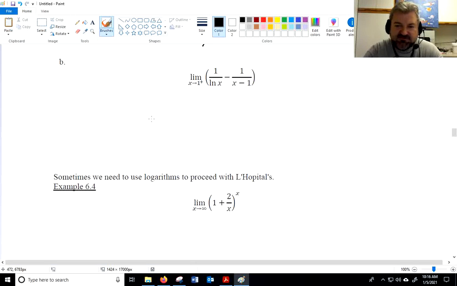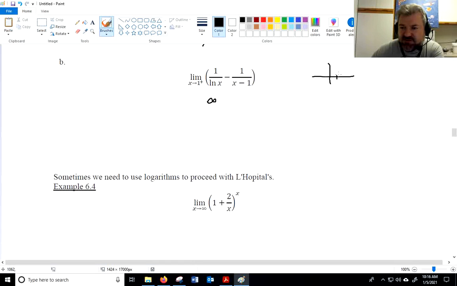All right, the limit as x approaches 1 from the right of 1 over the natural log of x minus 1 over x minus 1. So we could try plugging in immediately. The limit as x approaches 1 from the right, 1 divided by the natural log of 1 is 0. So that's 1 over 0, 1 over a number going to 0. So that's infinity, right?